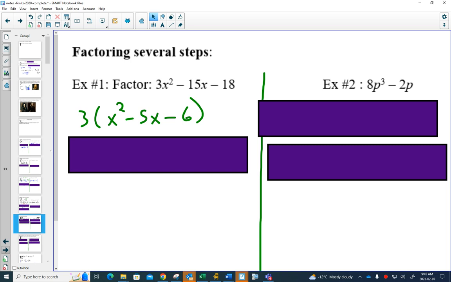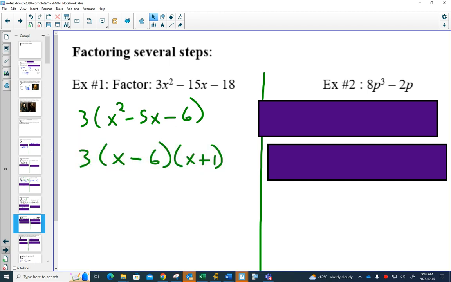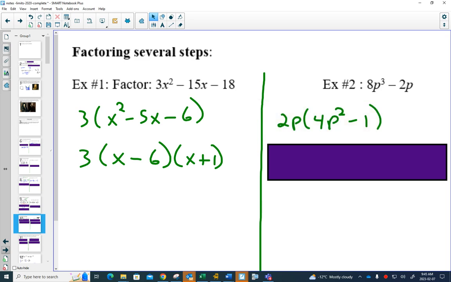And then, of course, I put one, is it 6 and 1 or is it 2 and 3? It's a 6 and 1. This one too has a common factor. Notice I can pull a 2 and I can pull a P out. And then you look at the next one and say, does this fit any of my factoring? I see a difference. Is it a difference of squares? Yes.